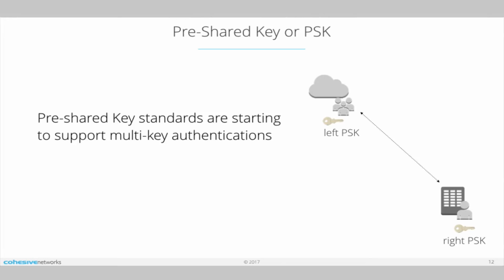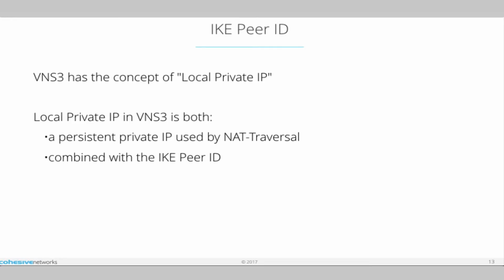Today, in most implementations, we're starting to see the standard does support effectively your side to have one secret and the other guy's side to have another secret. So you effectively would have, kind of think of it as if the cloud is up and to the left and the data center is down and to the right, effectively a left PSK and a right PSK. The Internet Key Exchange Peer ID, or IKE Peer ID.